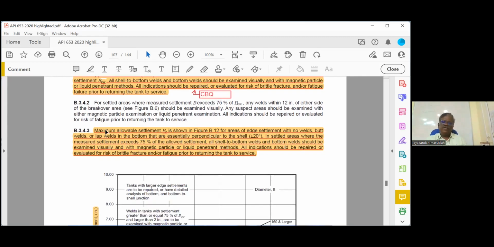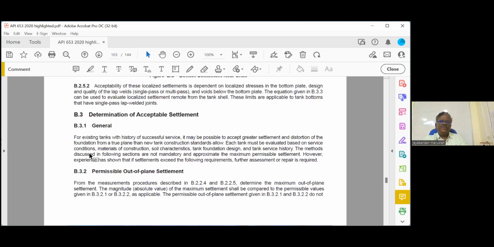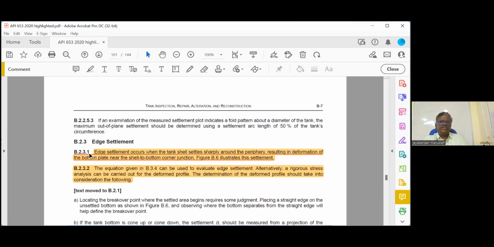Then next, highlight B3, they are the same. Maximum allowable settlement B is for area edges where there are no lap wells or butt wells, essentially perpendicular. That is the next page graph. In a settled area where the measured settlement exceeds 75%, all shell bottoms should be examined visually with MT or PT. All indications should be repaired. That's also important. Now we will go back to where we left, because we skipped some pages.